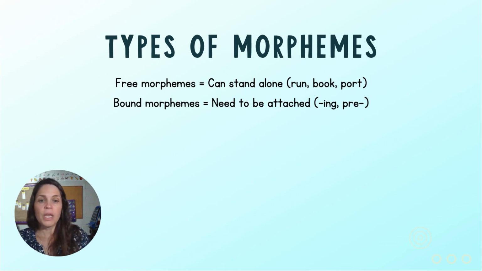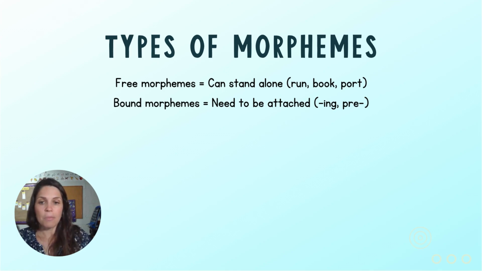So for example, the suffix ing, which means continuing action, right? It's not a word on its own. It can't stand on its own. So it needs to be bound to something. It needs to be bound to a base. Or for example, the prefix pre, it needs to be bound to something. It can't be standing there on its own. So we call that a bound morpheme.